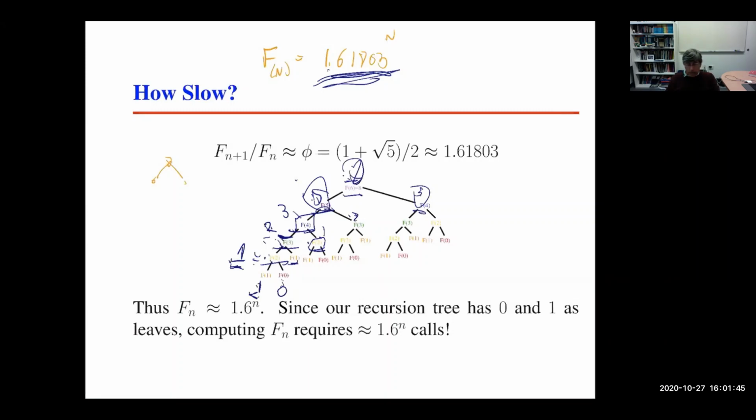Does everybody see that if I store the results and look them up beforehand, the tree that I am using is only going to be something like this? And it's going to be basically linear instead of the whole tree. Any questions about that?